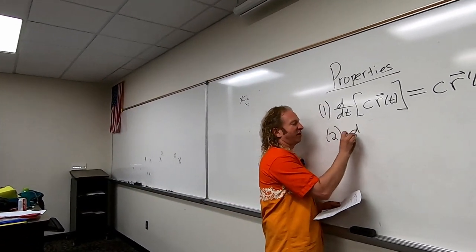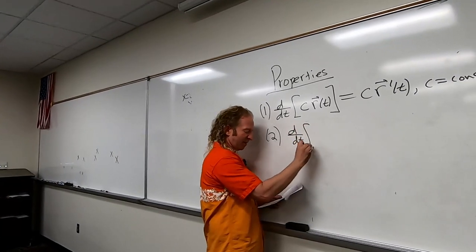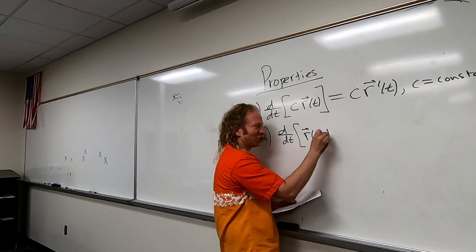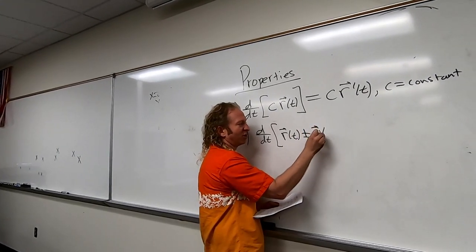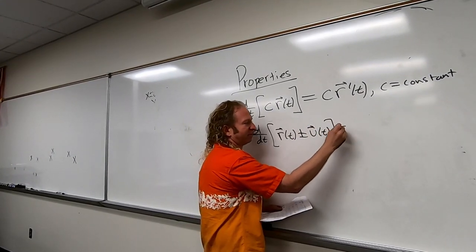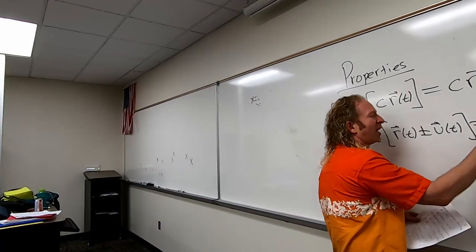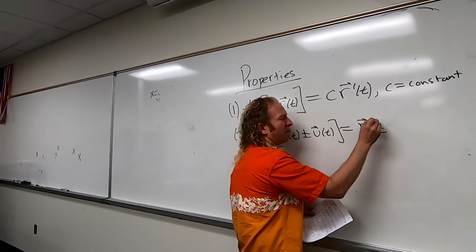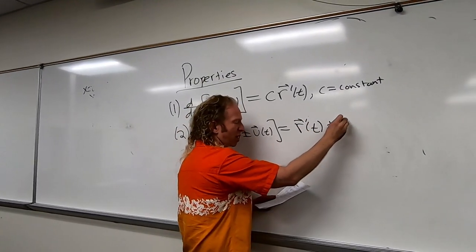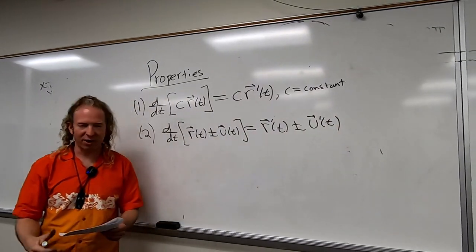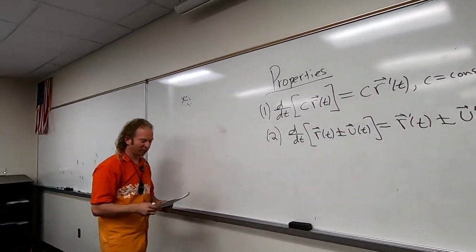If you have the derivative with respect to t of r of t, which is a vector valued function, plus or minus u of t, which is a vector valued function, then you just take the derivative of each vector valued function. So it'd be r prime plus or minus u prime. So just regular basic properties.